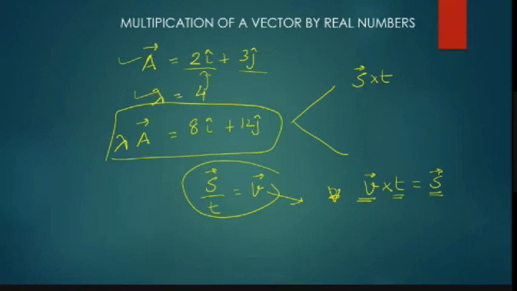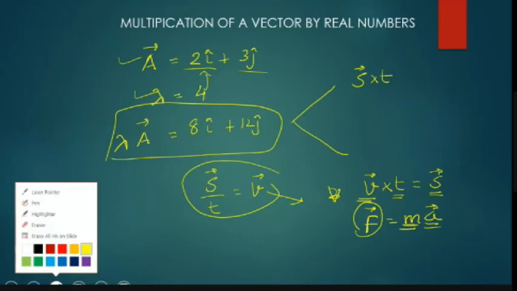Okay, another example, as someone told, force F is equal to mass into acceleration. Mass is a number, F is a vector, mass is a number, A is another vector. So F is equal to ma. So you understood. Hope the implications are clear to all of you. Now the first operation is over.